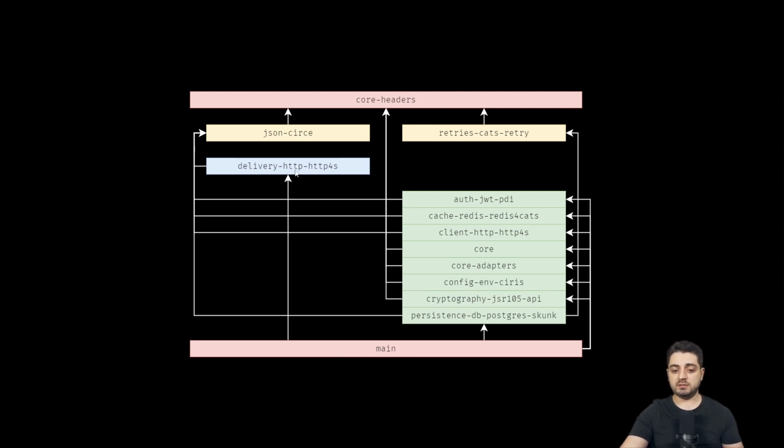The application is being delivered over here with the team blue, and the implementation of all of these core headers is team green. Team yellow are the utilities.